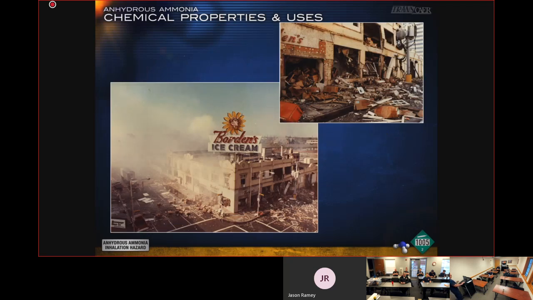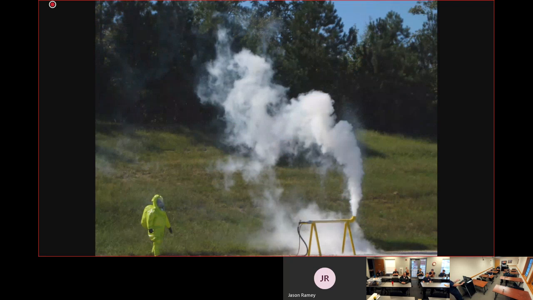Something you can look up for your own later on is the Borden ice cream plant. They were utilizing anhydrous ammonia under pressurized containers for refrigeration, and something went wrong and it blew up the whole side of the building here. And this is a prop. We can get these from the state. We can use smoke machines or whatever if we want to.